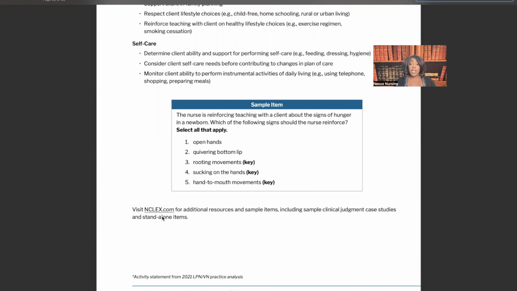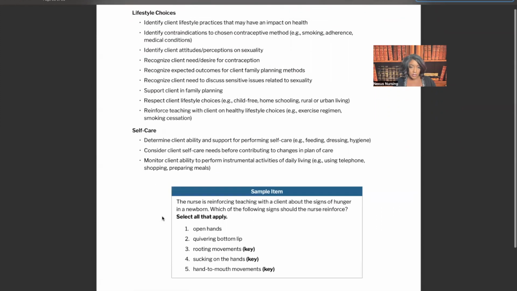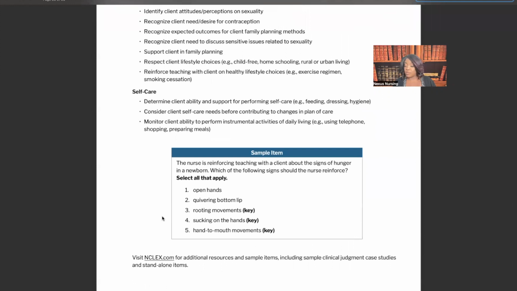4, sucking on the hands. Yes, that is a sign of hunger. It's also a sign, they also do this to self-comfort, but if they're hungry and they're not getting the food that they want, they start doing that. Absolutely. 5, hand to mouth movements. Absolutely. That's also a sign of hunger. So the correct answer is 3, 4, and 5. What page is this? Okay, 31. We're moving on to page 36.